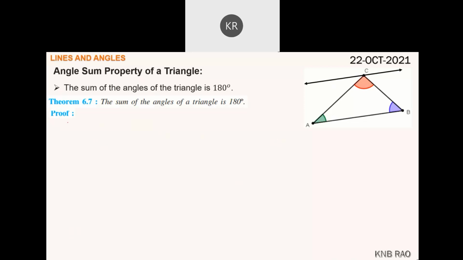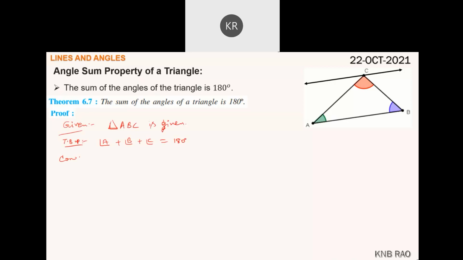First, given. In the given, triangle ABC is given. That's it. Only triangle ABC is given. Nothing else. To be proved: angle A plus angle B plus angle C equals 180 degrees. We have to prove it.